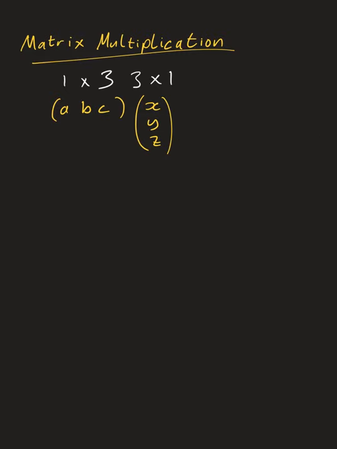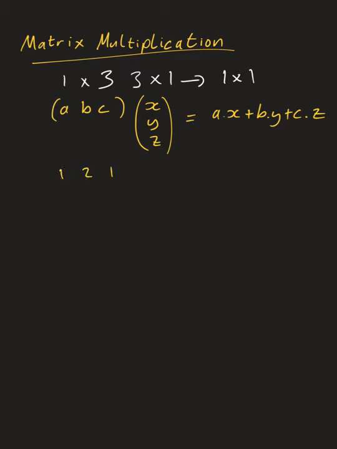Those two 3's at the top have to be the same number. And you'll see in a minute that it's because the length of that row on the left must match the length of that column on the right. When we multiply these, we're going to get a 1 by 1, which is just a number. To multiply these together, we multiply the a by the x, the b by the y, and the c by the z, and then we add them all together.